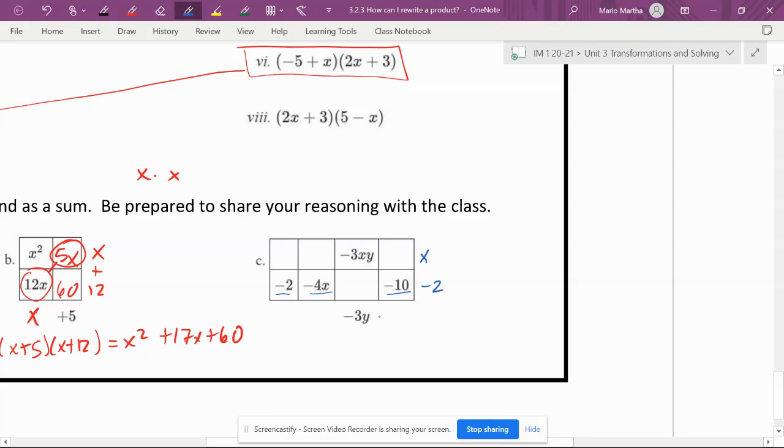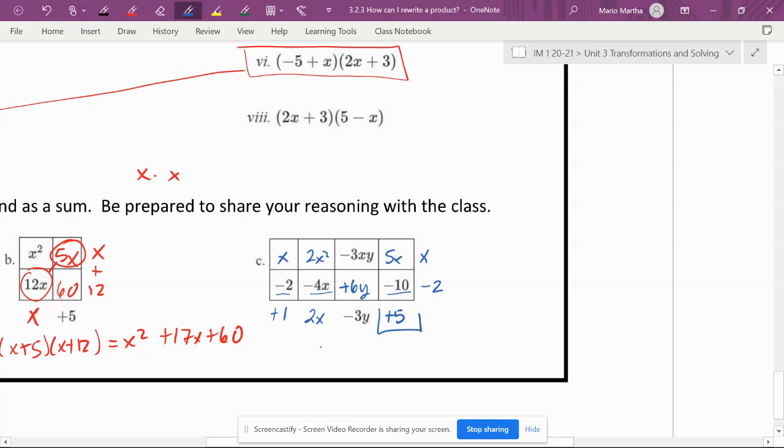So then I can start figuring out what number goes at the bottom here. So negative 2 times what gives us negative 10? That would be positive 5. And then negative 2 times negative 3y would be positive 6y. Negative 2 times what gives you negative 4x? And that would be positive 2x. And then lastly, negative 2 times what gives you negative 2 would be positive 1, right? So here we can keep simplifying. That's going to give us on top 5 times x gives us 5x, and then 2x times x gives us 2x squared, and then 1 times x gives us x.